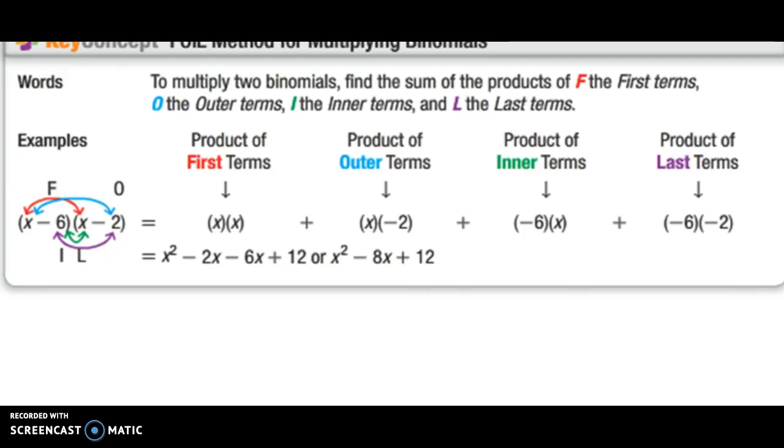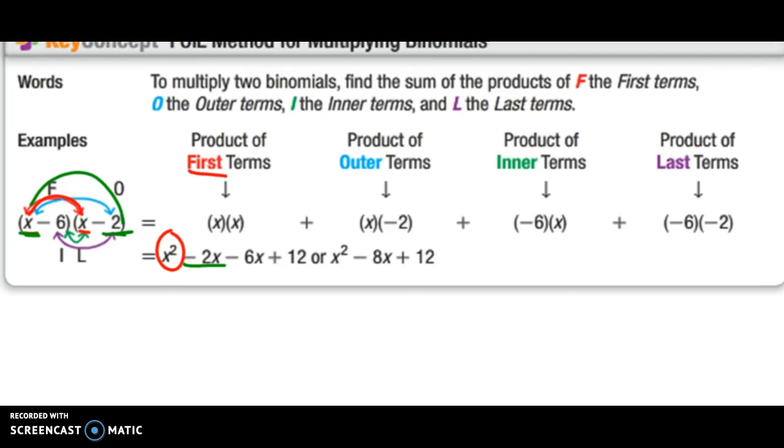So, for example, if we have x minus 6 times x minus 2, the FOIL, the first, means we take the first two and multiply them by each other. So x times x is x squared. Then the O for outer means I take the outside and I multiply it by the outside. So x times negative 2 is negative 2x.